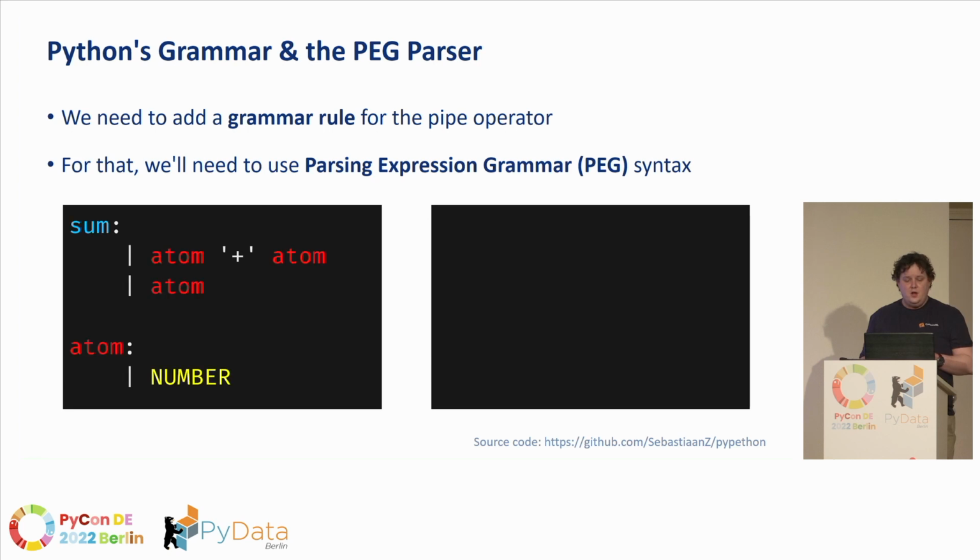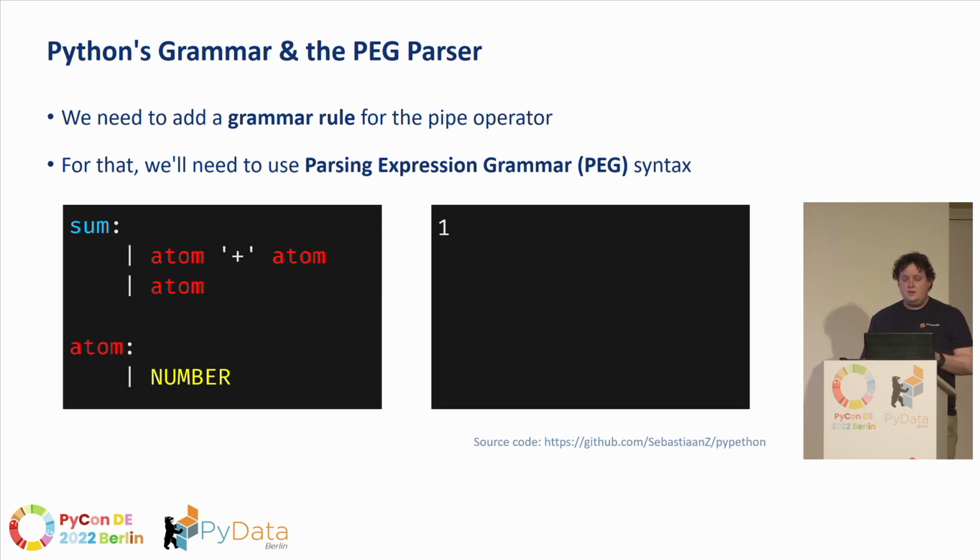And I've color-coded it here so that you can see that the bottom rule, the atom rule, is actually contained within the sum rule here. So how does this work? If you look at the sum rule, it has two vertical bars with which it starts, and that specifies the two options for this rule which we can parse. So if you look at the top, we can parse atom plus atom, and if that fails, the parser will move on, and it will try to parse an atom on its own. And that's how the parser gets from the sum rule to the atom rule.